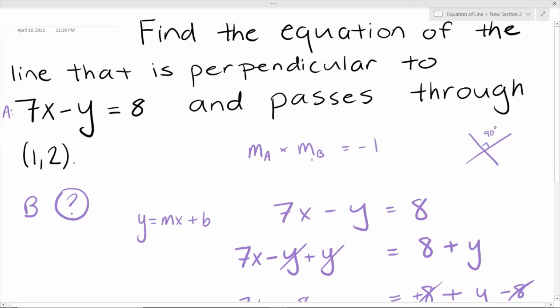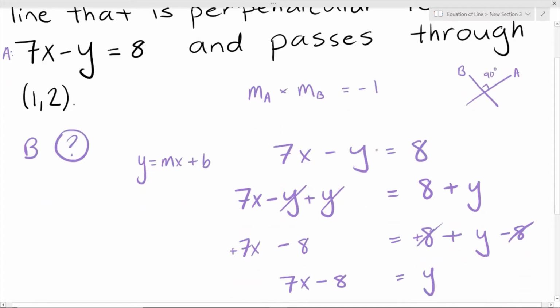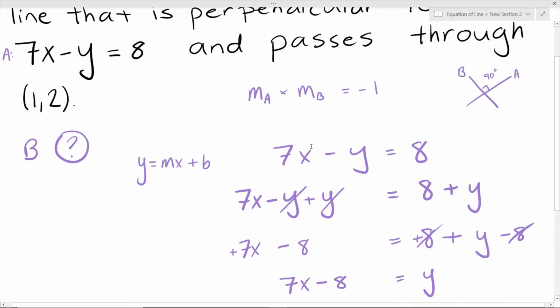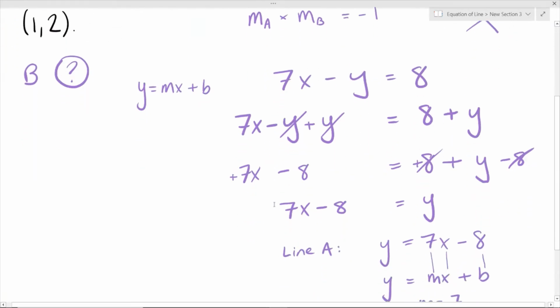It means that their slopes, when multiplied together, will give a product of -1. So this is line A, right? And this is line B. Together it's going to give you a product of -1. So from here, this is the slope of A, right? I'm going to put a subscript A. And we have to multiply these two together, and it has to give -1.